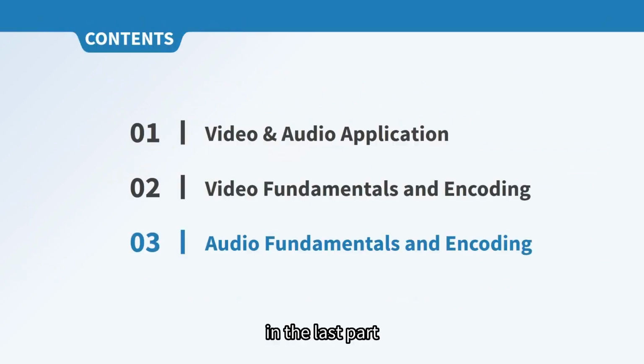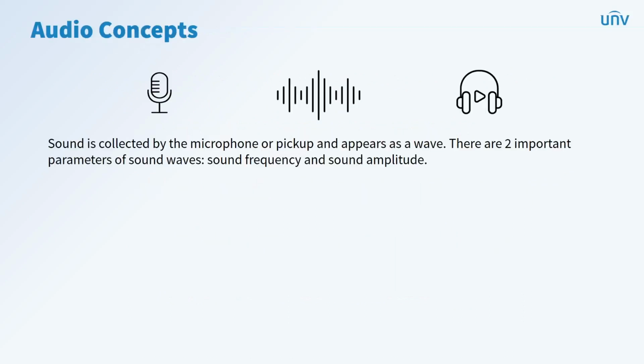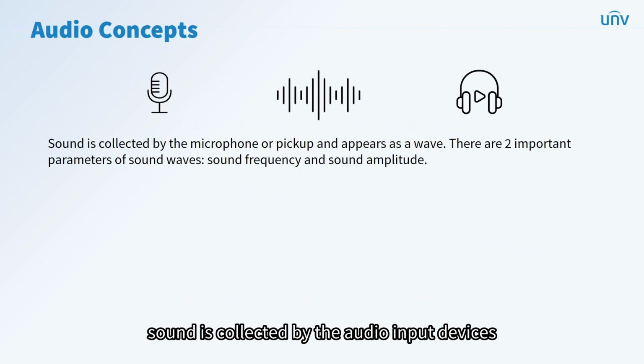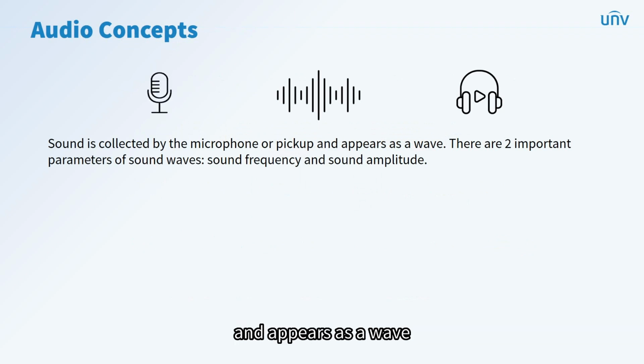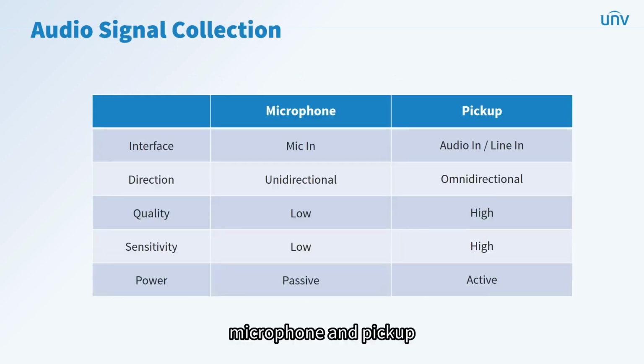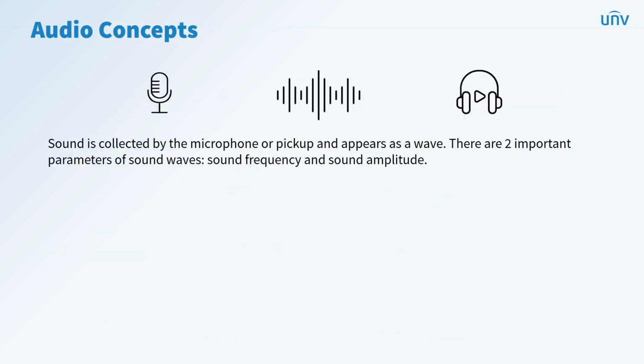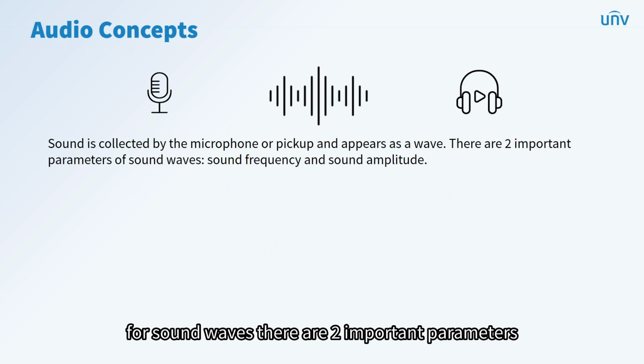In the last part, let's talk about audio fundamentals and encoding. Sound is collected by the audio input devices and appears as a wave. For audio signal collection, we have two types of devices: microphone and pickup. Microphone is a passive device connected to the mic in of the camera, and pickup is an active device connected to line in of the camera. For sound waves, there are two important parameters.